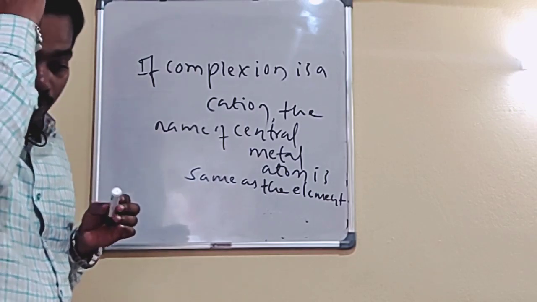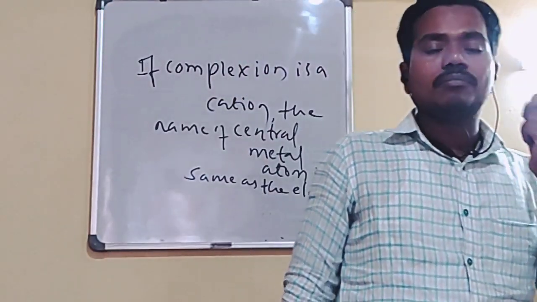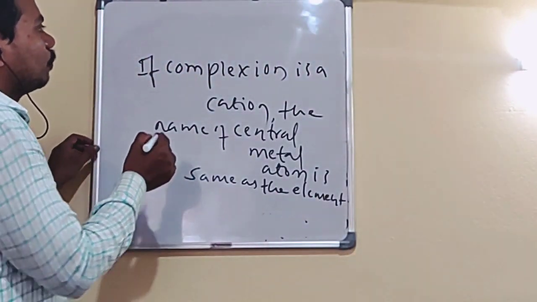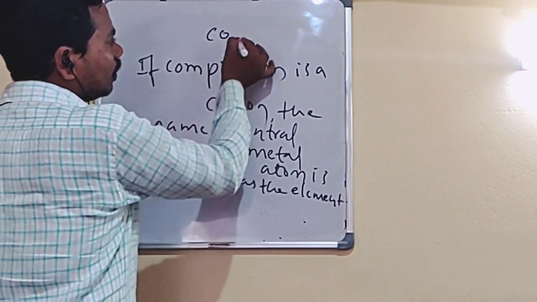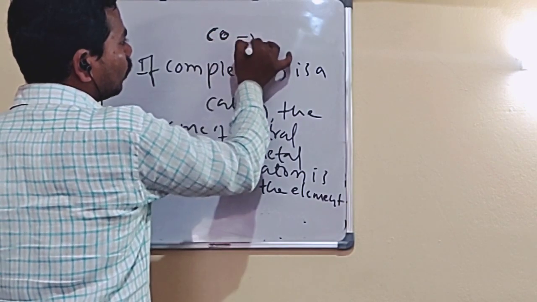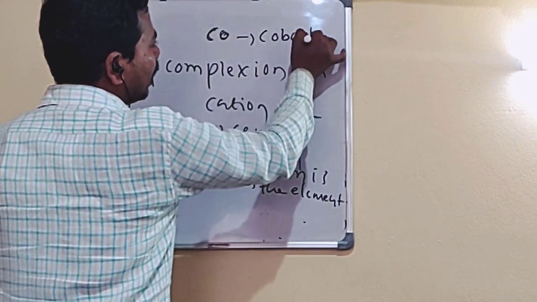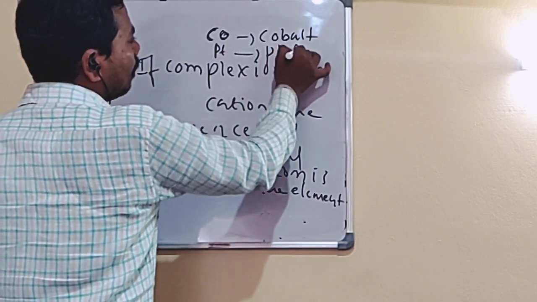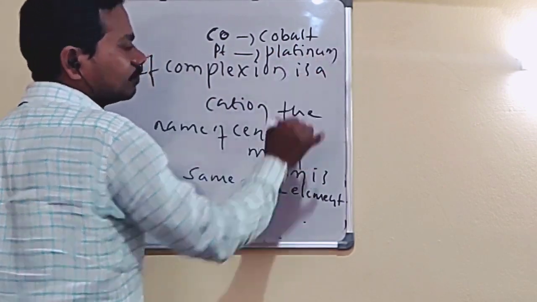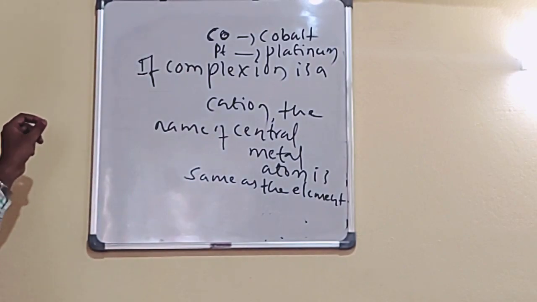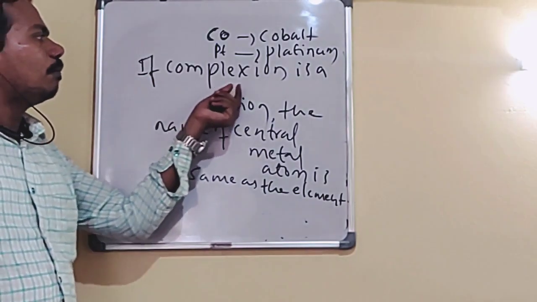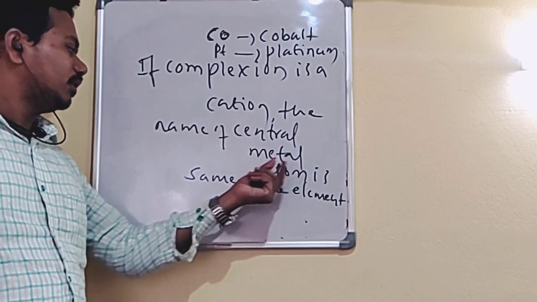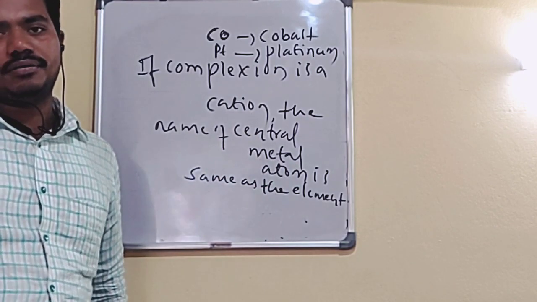For a cationic complex, the name of the central metal atom and ion is the same. For example, if it is cobalt, we say cobalt. If it is platinum, we say platinum. It's the same here, right? So if the complex ion is a cation, the name of the central metal atom is the same as the element.